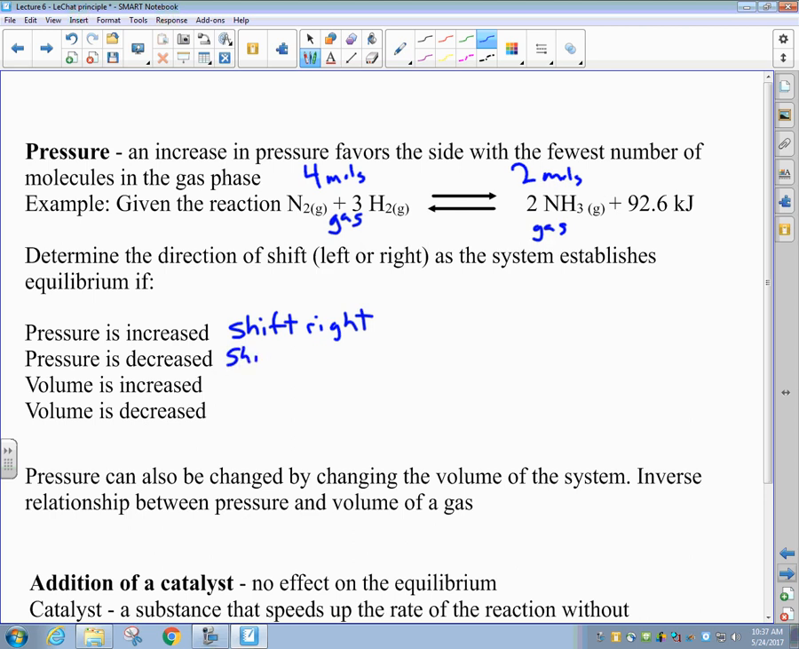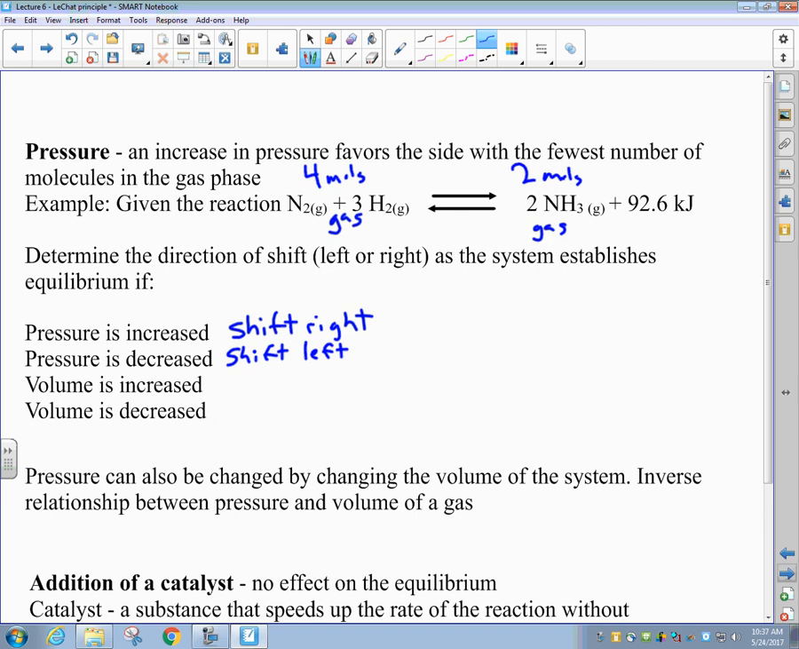And this should make logical sense. As you're increasing the pressure, the molecules are going to strike the sides of your container, strike the other molecules more frequently, so the side with fewer number of molecules in the gas phase would be favored by increasing the overall pressure of the system.